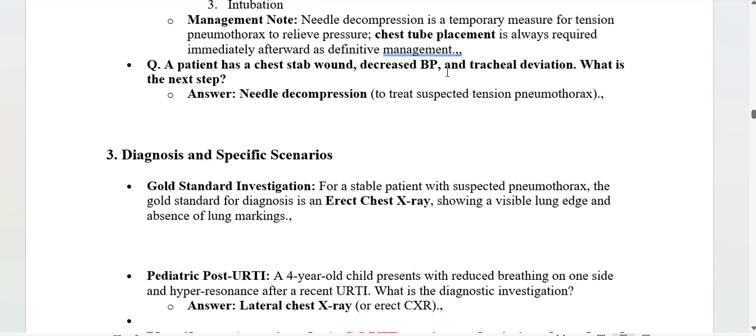Chest stab wound, decreased BP, tracheal deviation. What is the next step? Needle decompression. Okay, tension pneumothorax.